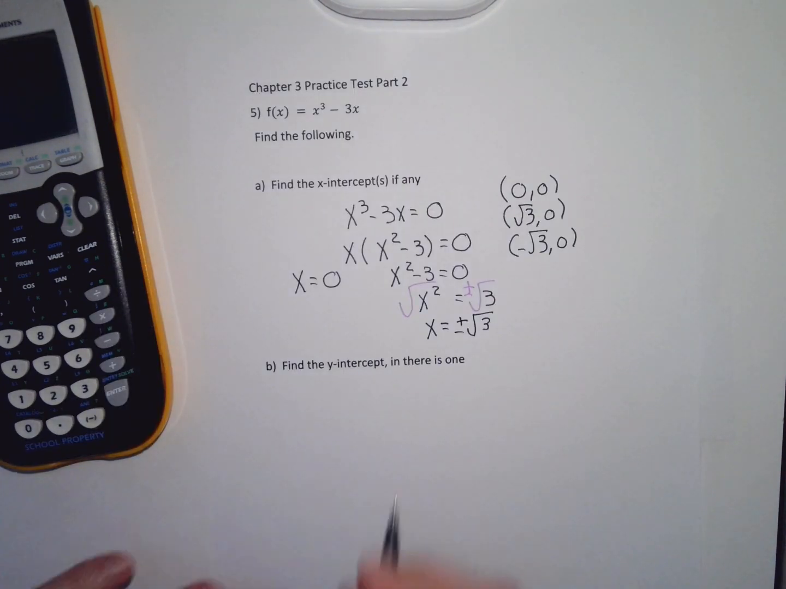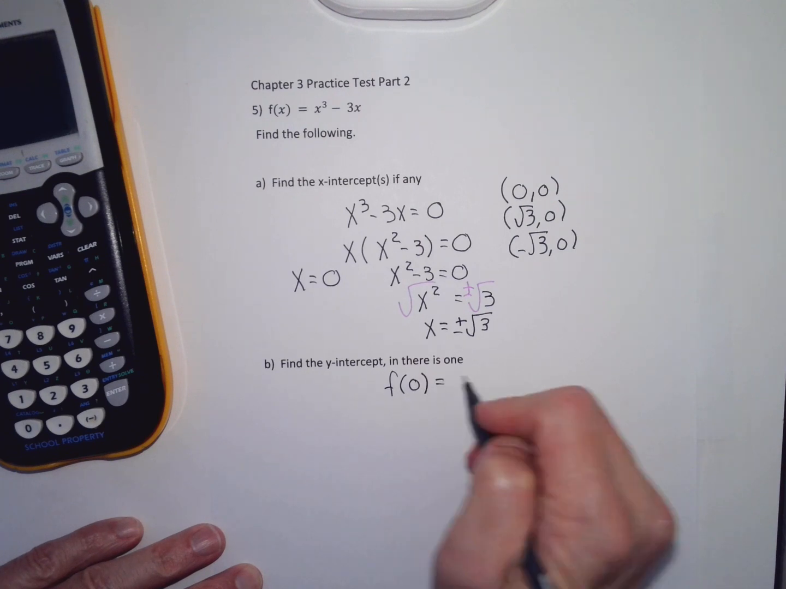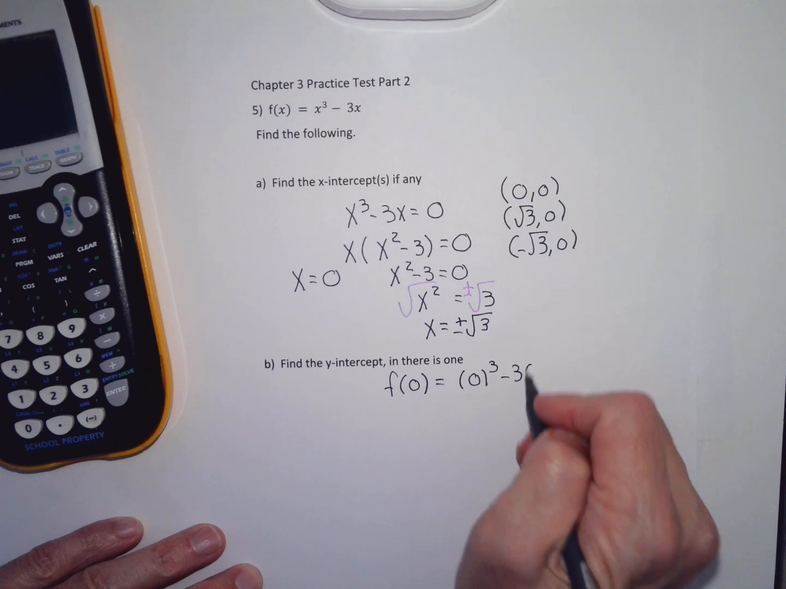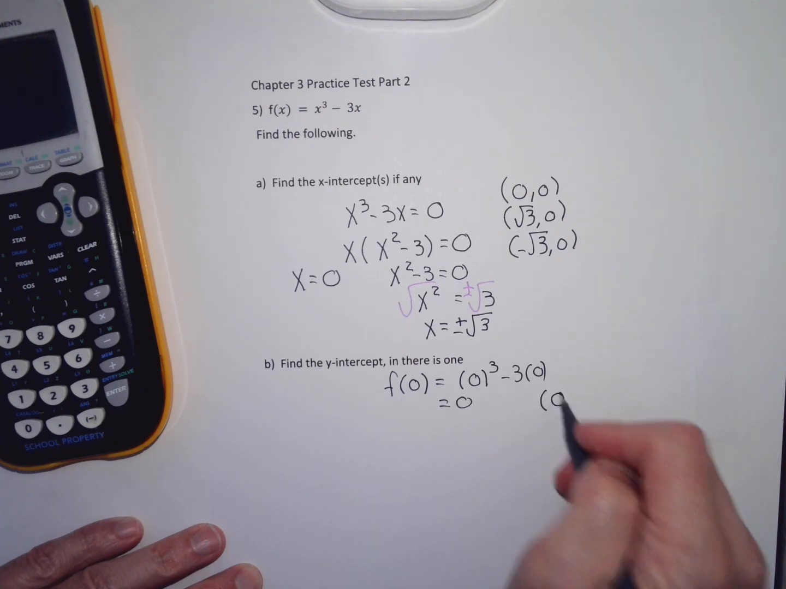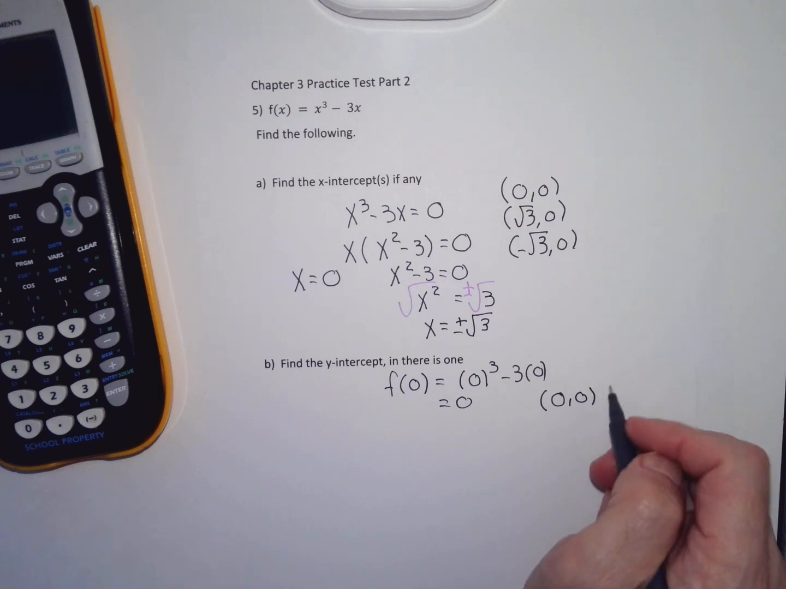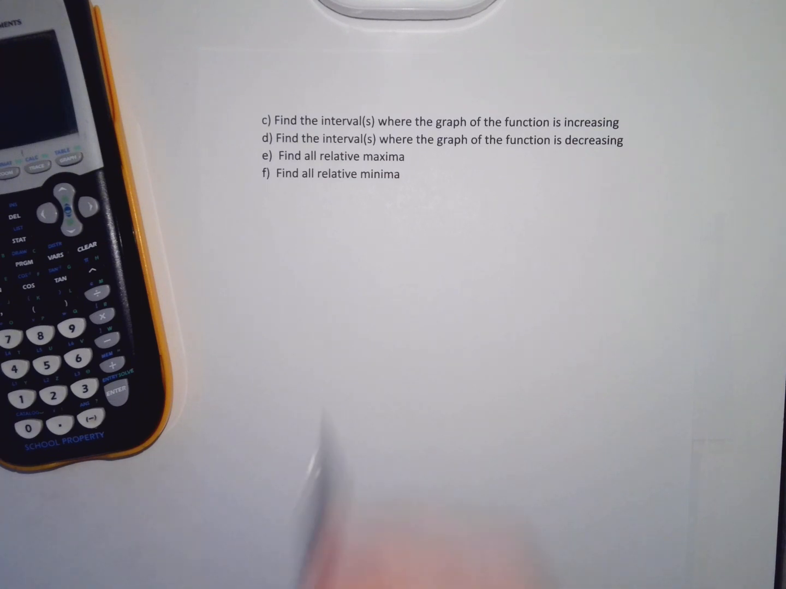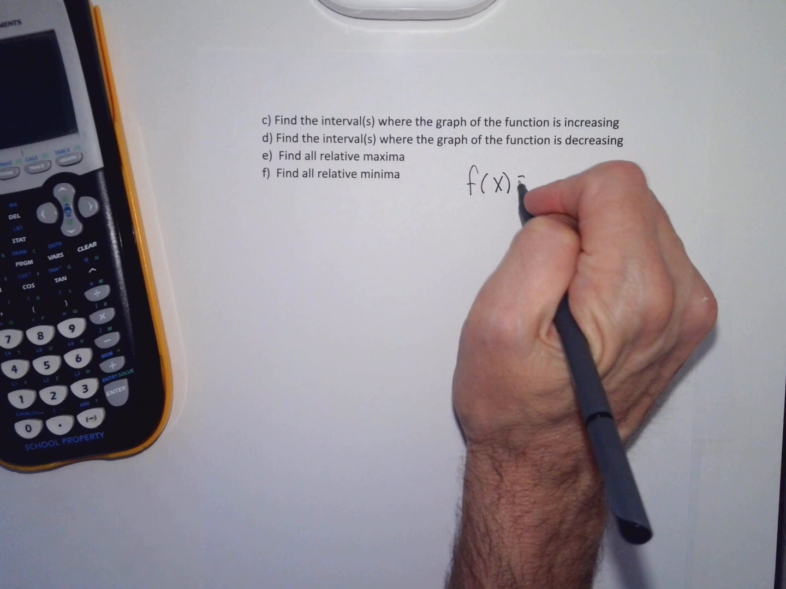Part B, finding the y-intercept, I just plug 0 in for x. I get f of 0 is 0 cubed minus 3 times 0, and that's just going to come out to 0. The y-intercept's already marked, so I don't need to go and remark it. Now, all of the first derivative stuff. So I need the function. The function is x cubed minus 3x.